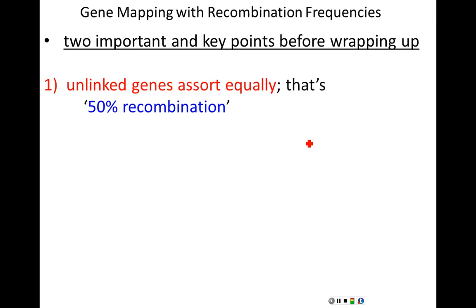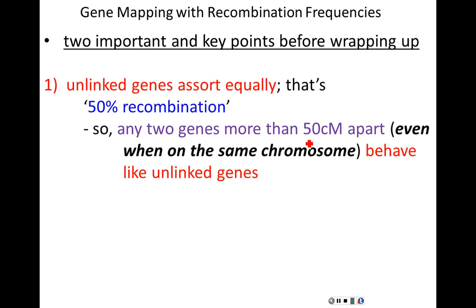Unlinked genes assort equally and independently. I won't go through the whole exercise of it, but that is 50% recombination. 50% recombination means that half the time you get one configuration and half the time you get the other. That's unlinked. That's what unlinked genes do. 50% of the time they go in one and 50% of the time they go in the other. They're equally proportioned. So that's one.